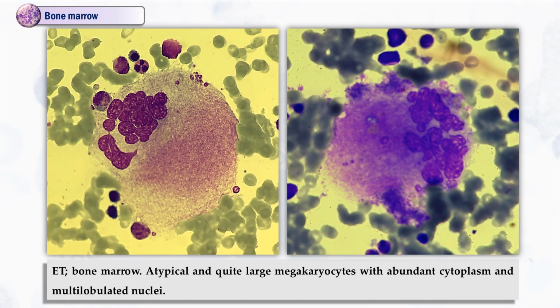Bone marrow films of a patient with essential thrombocythemia showing atypical and quite large megakaryocytes with abundant cytoplasm and multilobulated nuclei.